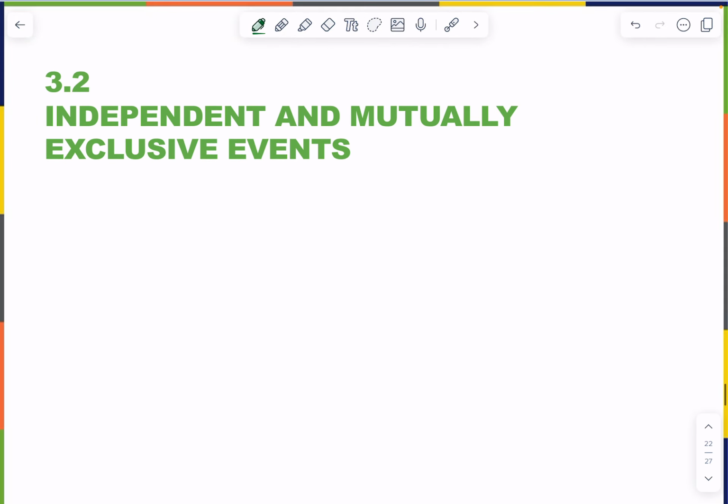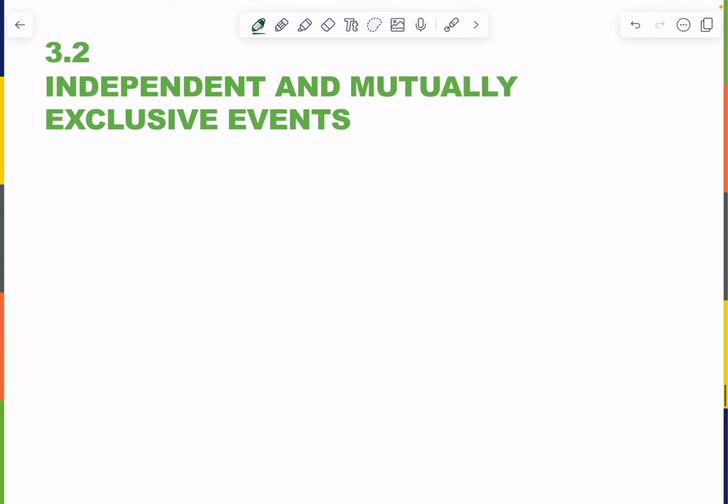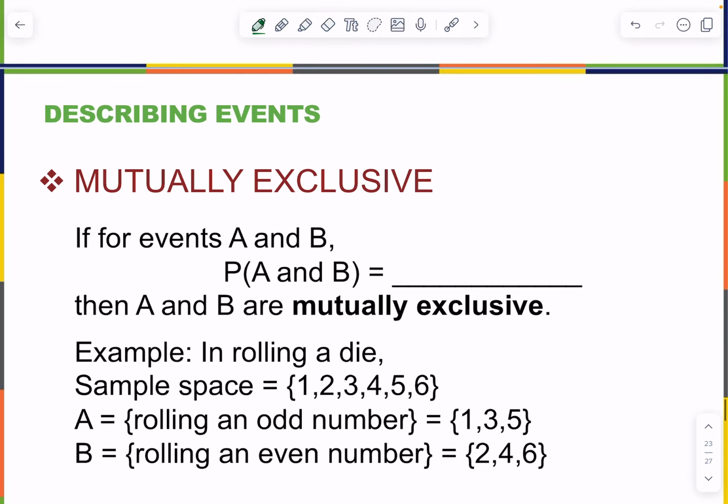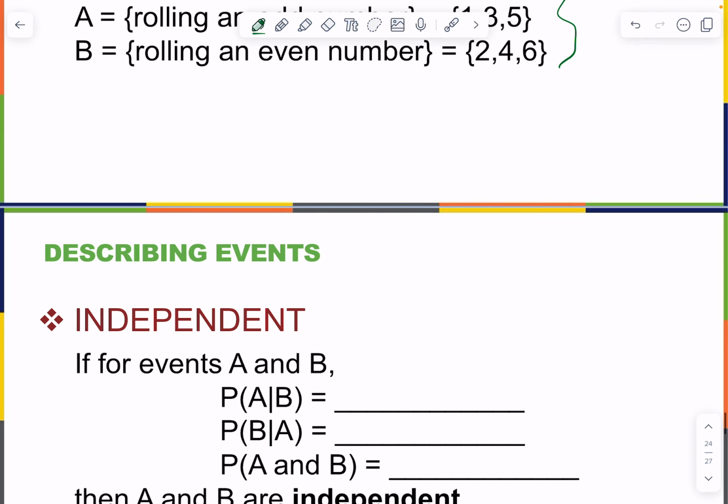Okay. For now, let's look at section 3.2, which is independent and mutually exclusive events. Mutually exclusive means that the events cannot happen at the same time. Like the complement, a set and its complement cannot happen at the same time. Those are called mutually exclusive, and we see an example of that here. The probability of A and B occurring when they're mutually exclusive is 0.